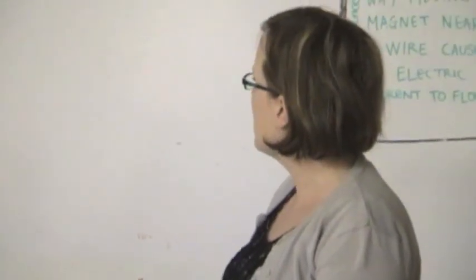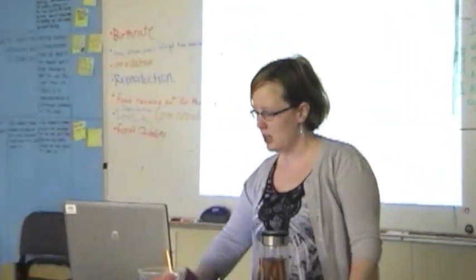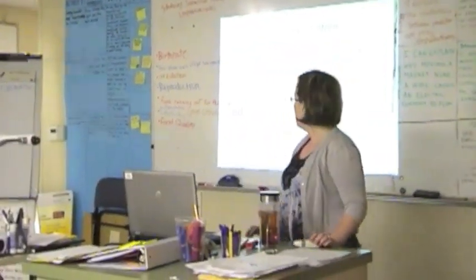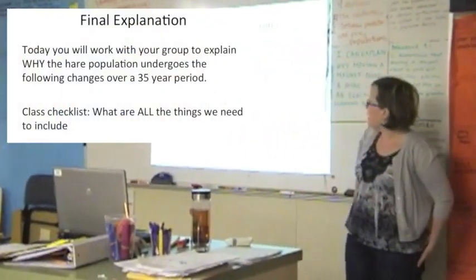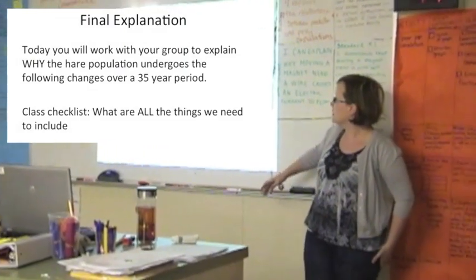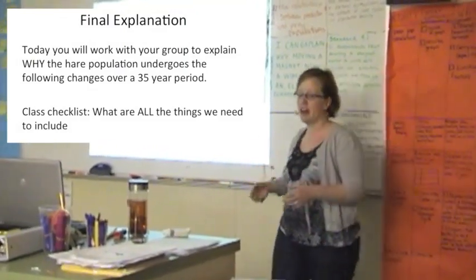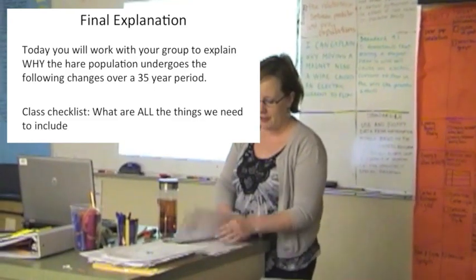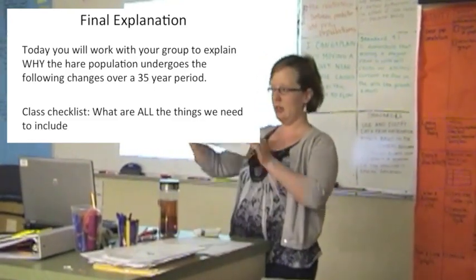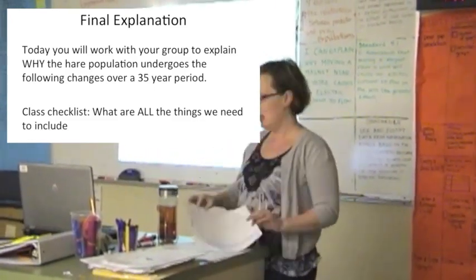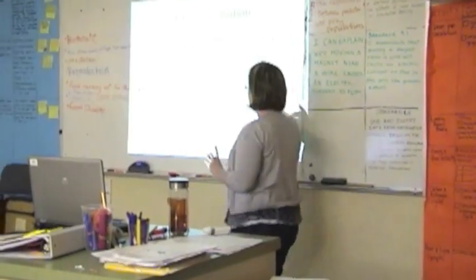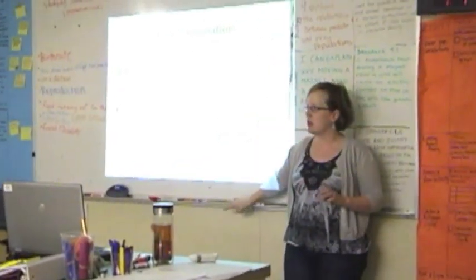So we started that for the entry question. But so today you will work with your group to explain why the hare population undergoes the following changes over the 35-year period. Actually today I printed out a graph that was zoomed in, so it's just an 18-year period. But we need to make a checklist of all the things we're going to include.